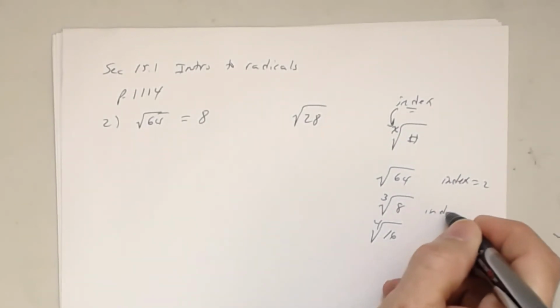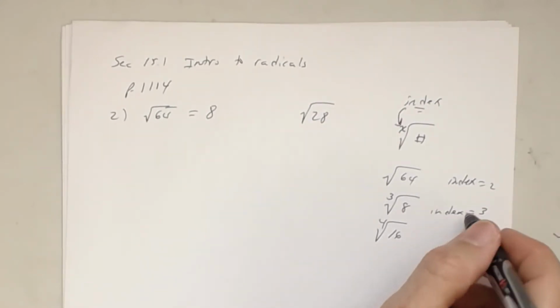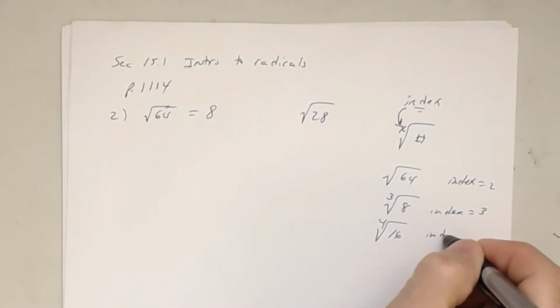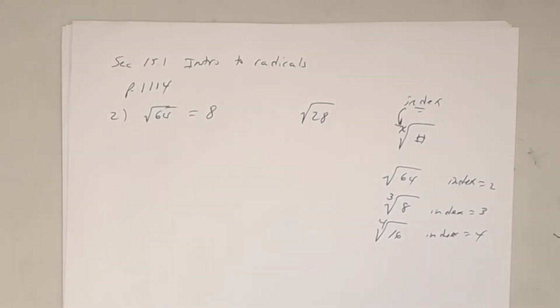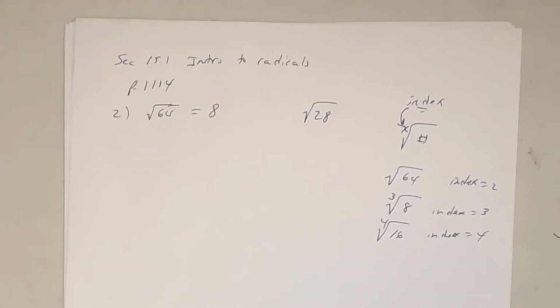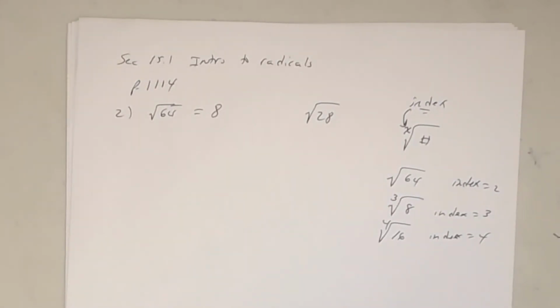Here, what's this index? You can see it. It's 3. Cube root. Here, what's the index? 4. 4th root. Okay? So that's what we mean by index. So when we say square root of 64, we don't put the 2 there because it's understood to be a 2. You can never have an index of 1. It makes no sense to have an index of 1. So the smallest index is going to be 2.